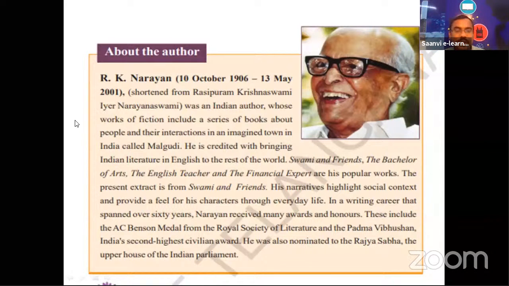In a writing career that spanned over 60 years, R.K. Narayan received many awards and honors. This includes the A.C. Benson Medal from the Royal Society of Literature and Padma Vibhushan, India's second highest civilian award. He was also nominated to the Rajya Sabha, the upper house of the Indian Parliament. He was also a politician.